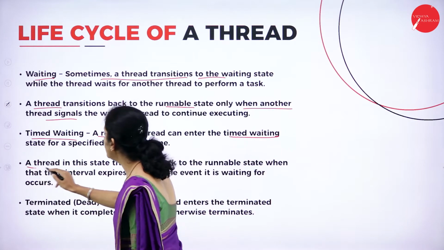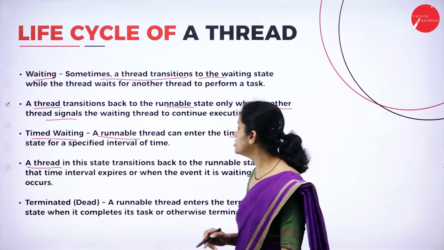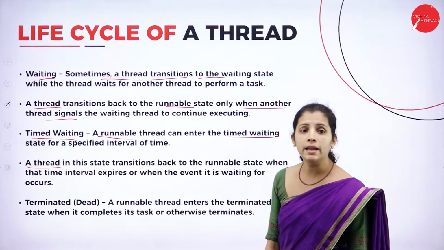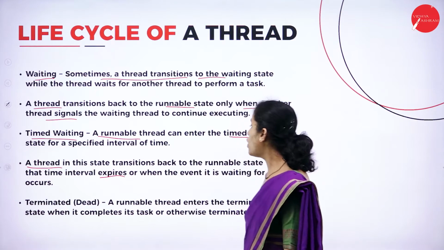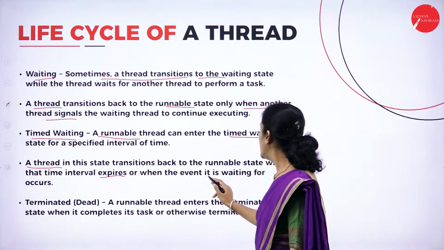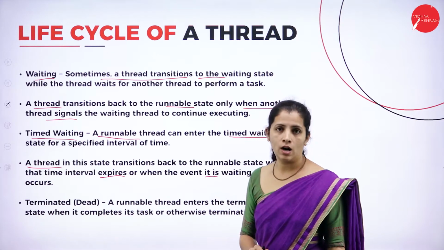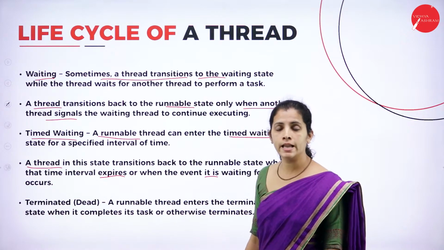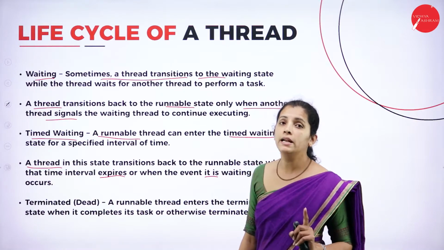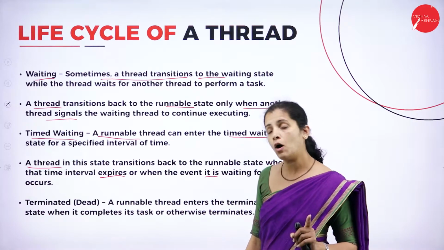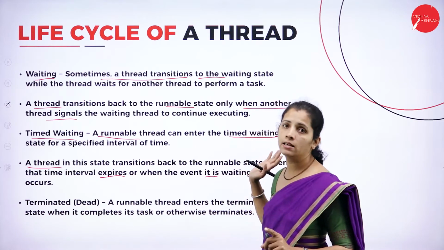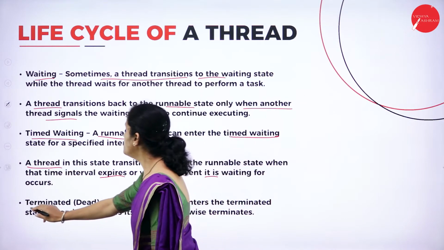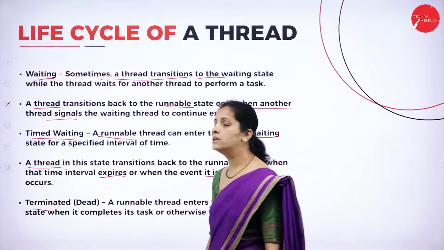Now, a thread in this state transitions back to the runnable state when the time interval expires or when the event it is waiting for occurs. So it goes back to the runnable state when the time interval has expired or any event occurs. And the last one is terminated, that is nothing but dead.